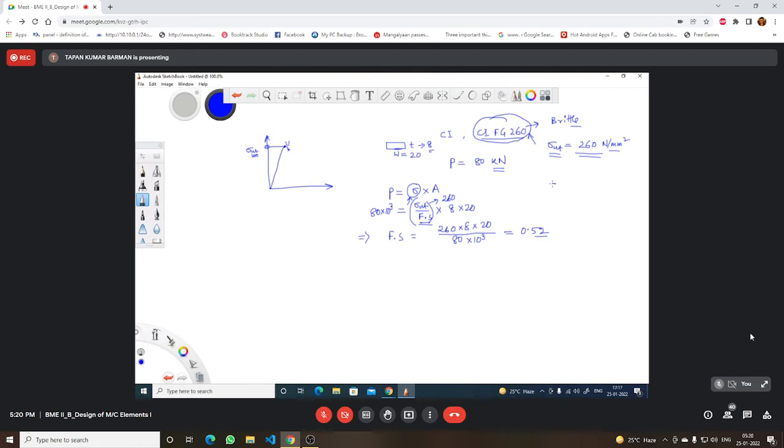That sigma, what I am using here in this equation, say allowable tensile stress, that is basically sigma ut by factor of safety. That value only I have used here in this equation. Is there any problem now?